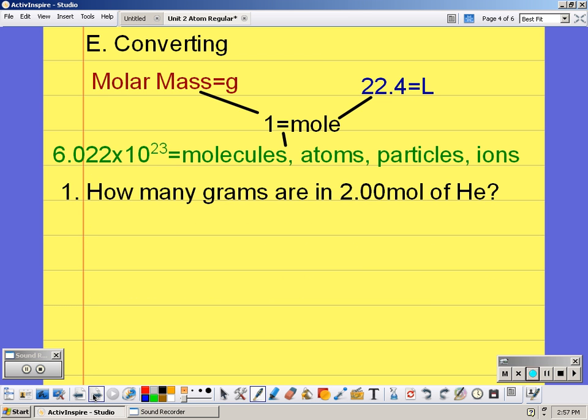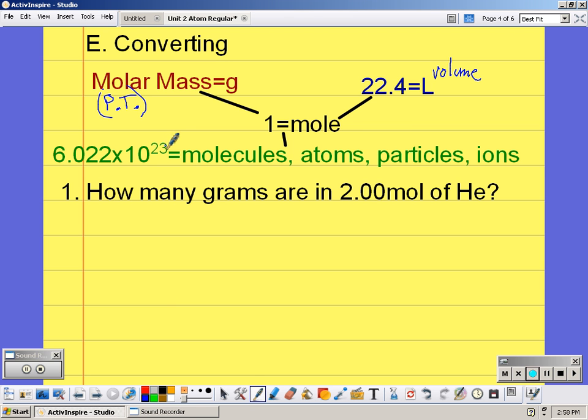Okay, so when we go to lab, we're going to have to do some converting between grams, moles, atoms, molecules, particles, and volume, which is in liters. The molar mass is, remember, the number on the periodic table, so we would look there to get our molar masses if we're dealing with grams. Mole is always going to be 1. If we're talking about volume, we would use liters, and it would be 22.4. All other words that you'd see is going to be Avogadro's number.